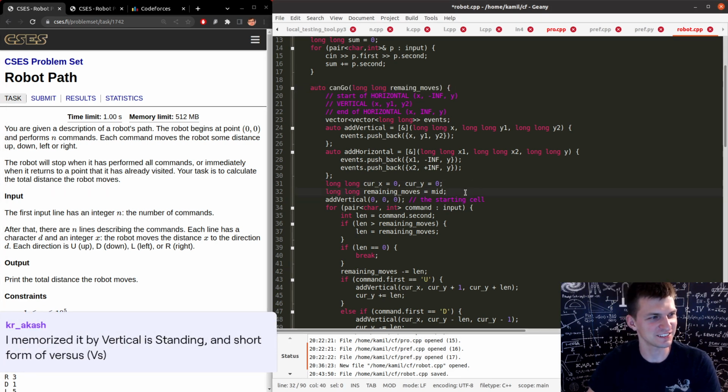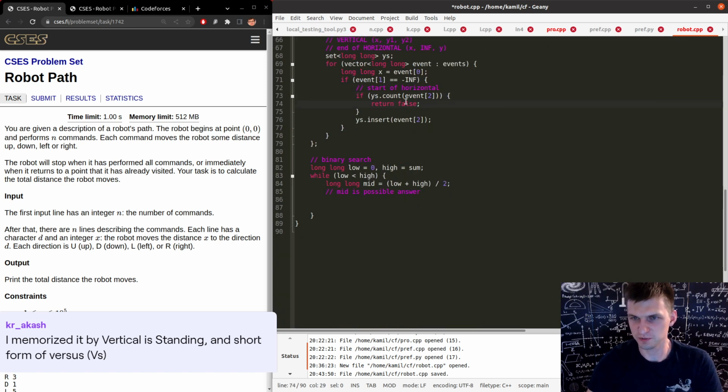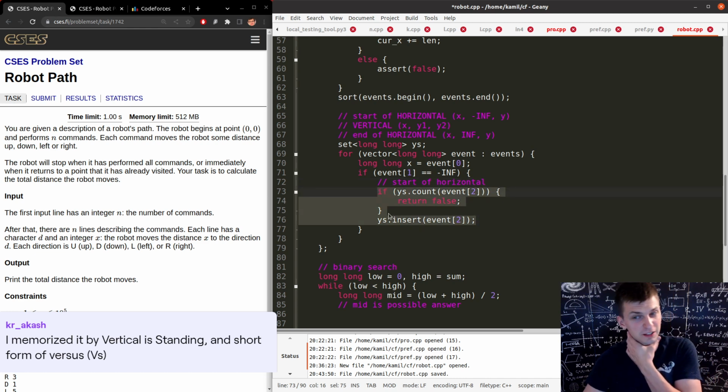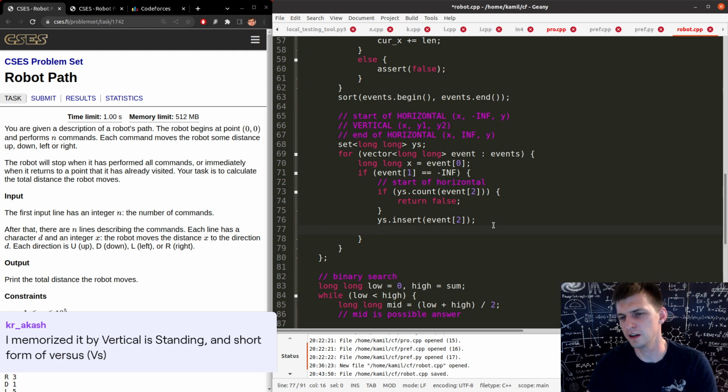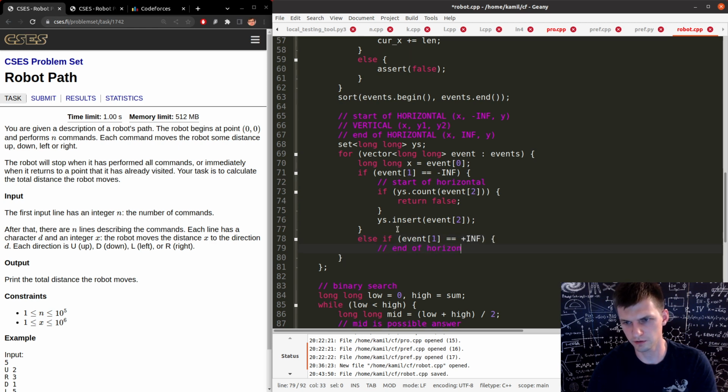Vertical is standing VS. Interesting. Okay, so here we return false because we cannot go. This can be done in one function. I know that those two operations can be done in one because insert actually returns a pair, but I don't want to bother. If you want to optimize the time of using set, then you need to understand function insert better, by the way. Function insert returns a pair where one element is an iterator, the other is whether the insert was successful. This is end of horizontal.